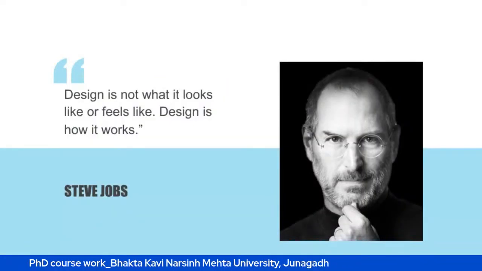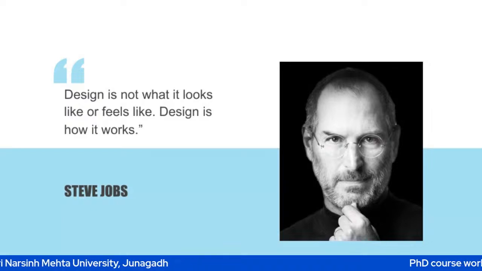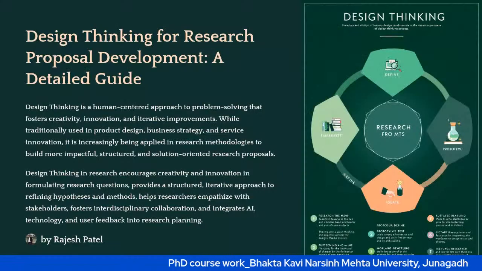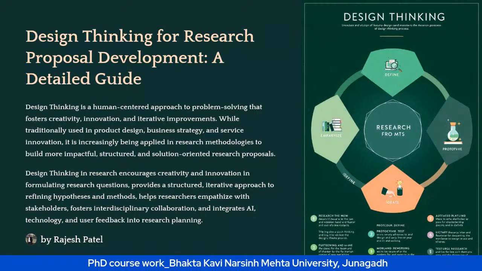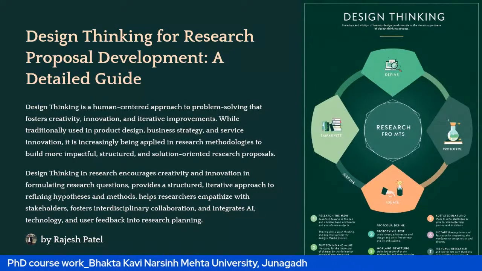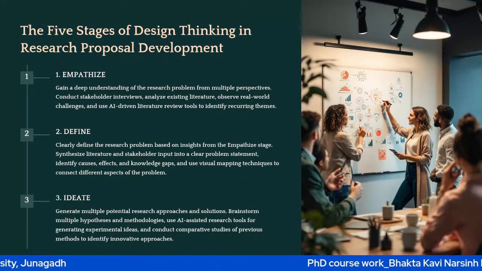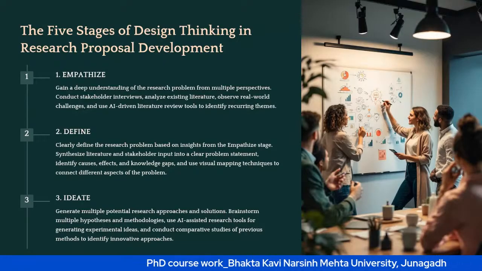So design is not what it looks like or feels like. Design is how it works, right? Design is not only something visible, but also how it works. Now we are coming to design thinking for a research proposal or for research students. So how does it work? Technically we have to see what the different steps of design thinking are. Basically, design thinking has 5 different steps.